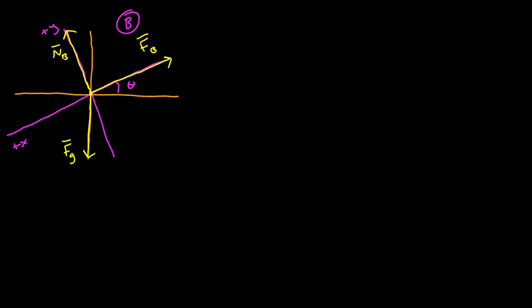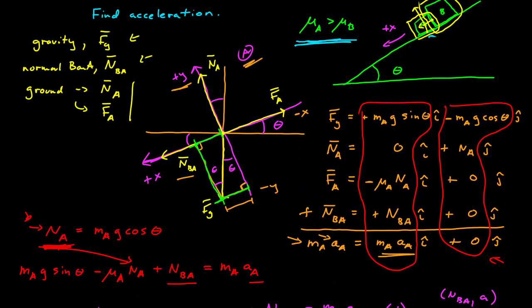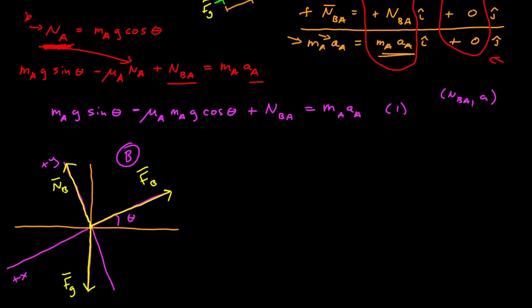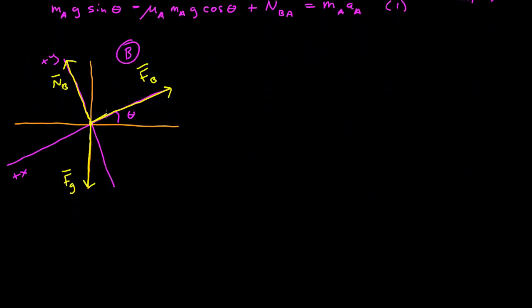And then there's the normal force of A on B. Now the normal force, the forces go from the agent to the object. So if A is the agent and B is the object, the normal force points perpendicular to the surface from the agent to the object. So it goes in the negative x direction. Okay, so that is my free body diagram, and so now I can break it up into components.